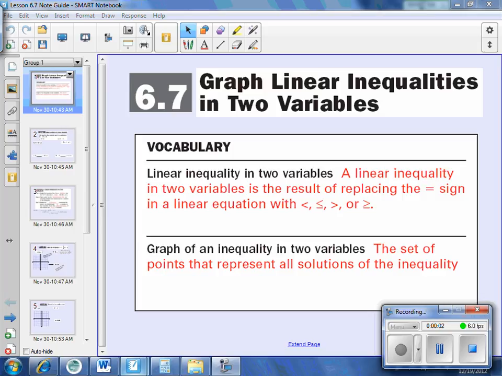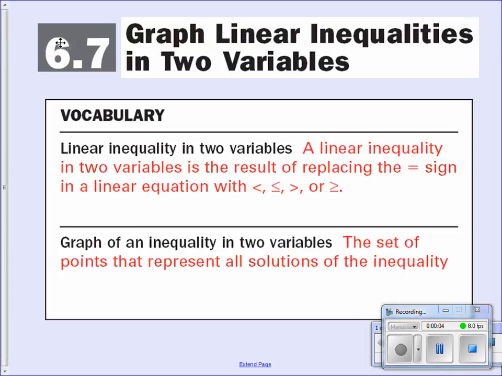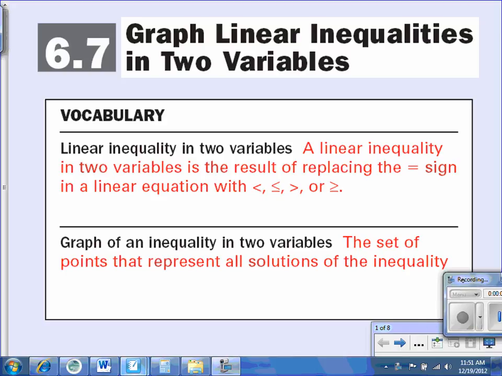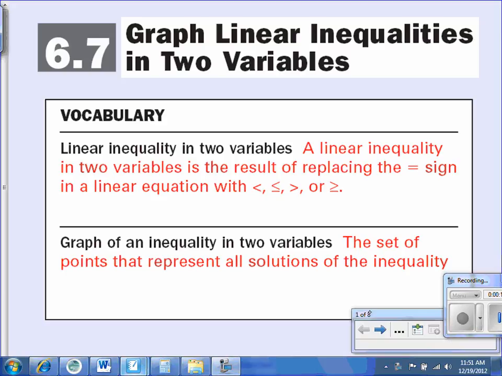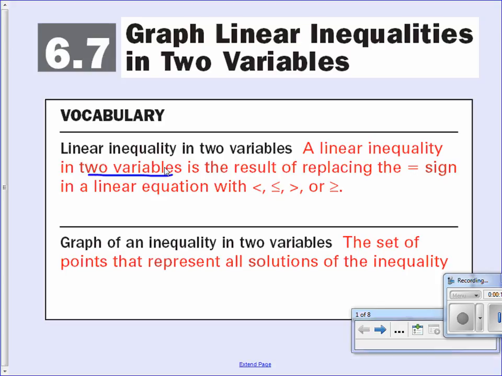Okay, this is 6-7. This is graphing linear inequalities with two variables. So you've been solving inequalities. Now you will be graphing them because there's going to be two variables. Your two favorite variables are going to be, of course, x and y.